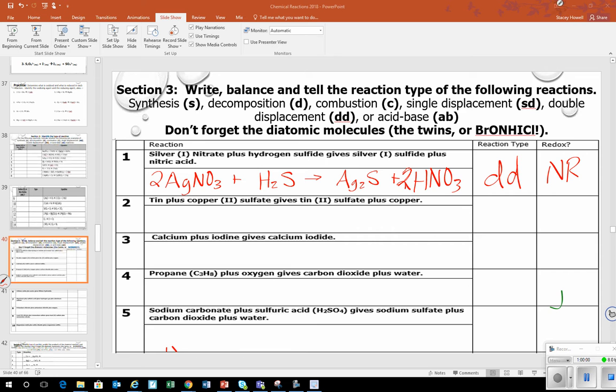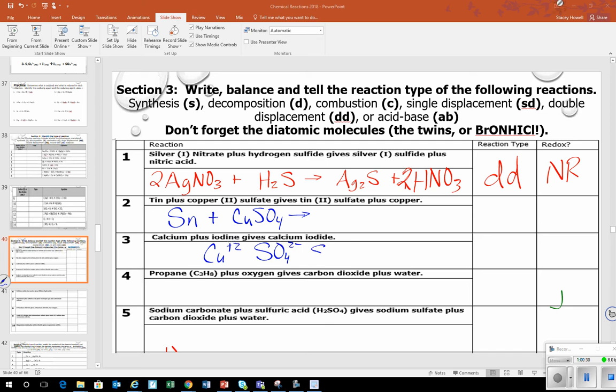Okay, let's do the next one, just so we have another one under our belt. So tin is Sn. Any element by itself, we just write it, plus copper 2. That means Cu has a +2 charge. Sulfate on the back of my periodic table is SO4 with a 2 minus. So +2 minus 2 already go to 0, so I just smash them.